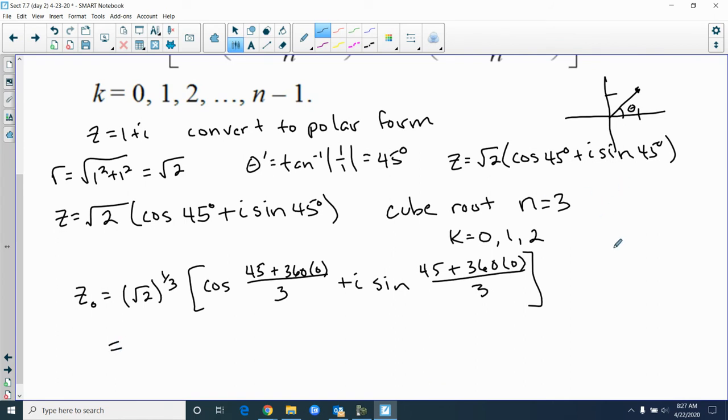Square root of 2 to the 1/3 power. Well, square root of 2, the square root is the 1/2 power. So this is 2 to the 1/2 power to the 1/3 power. Well, what you do to powers here, remember you multiply power times a power. 1/2 times 1/3 is 1/6. So this is going to be 2 to the 1/6 power. And I'm just going to leave it like that.